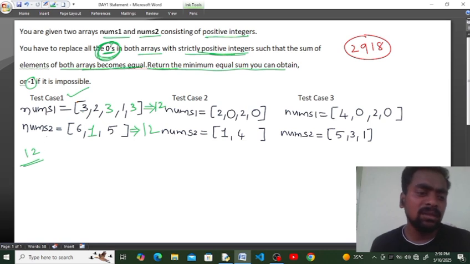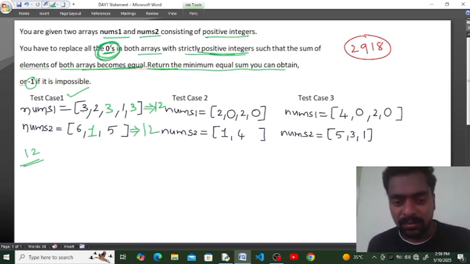So I hope you understood test case 1. Now test case 2. In test case 2, we have two zeros in nums 1 and there are no zeros in nums 2, right? So it means it is not possible to replace zeros in the second array. But anyway, let us write the sum values. What is the nums 2 sum value? It is 5. And what is the initial sum of nums 1? It is 4, right? You cannot change from 5 to 4. You can increase 4 to 5, that is possible, right?